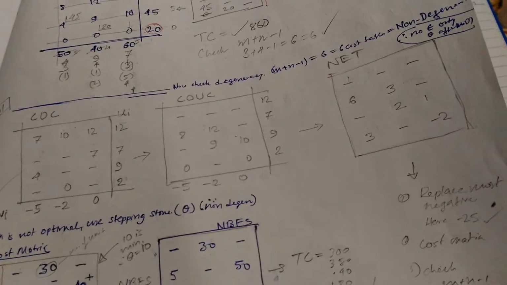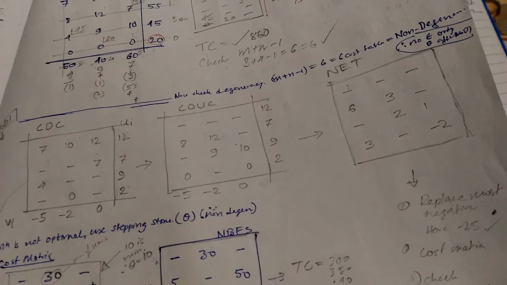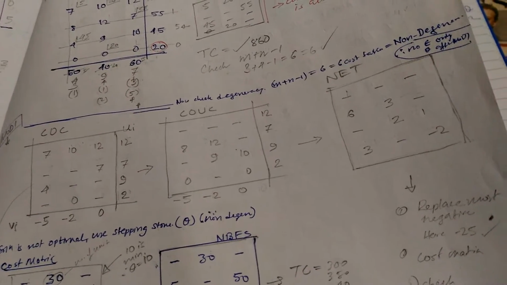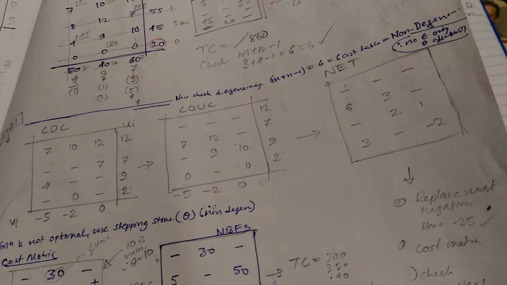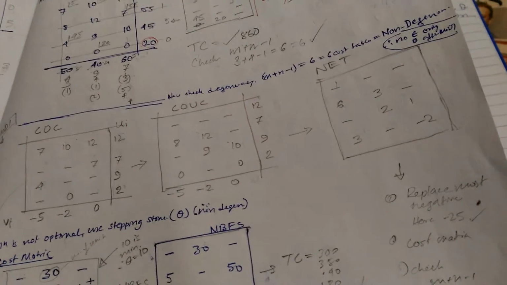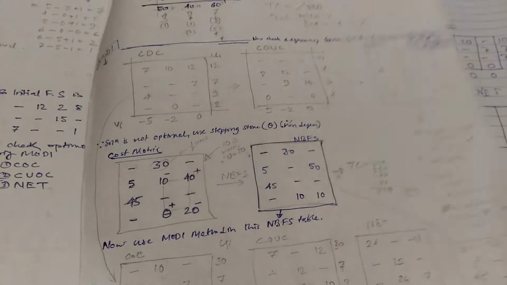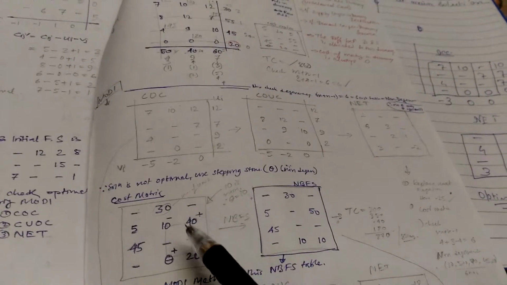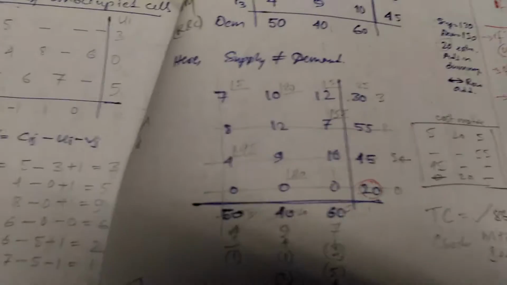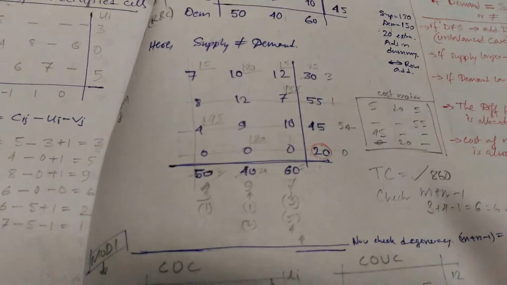Now if there are all positives in the net evaluation table, then it is the optimal solution. Since in this case it is not all positive and one negative is there, this is not the optimal solution. In this case, replace the most negative value with theta. Now we have replaced the most negative value with theta. So in this new matrix, we need to write the cost, like 15, 25.